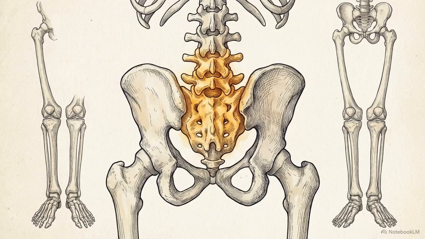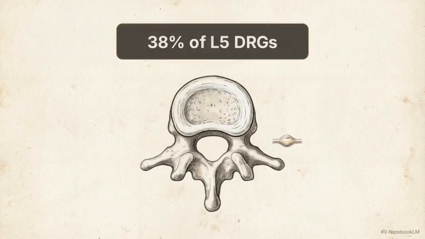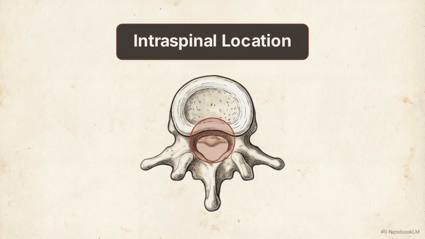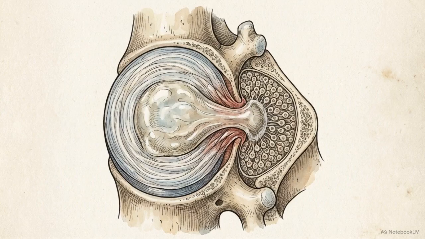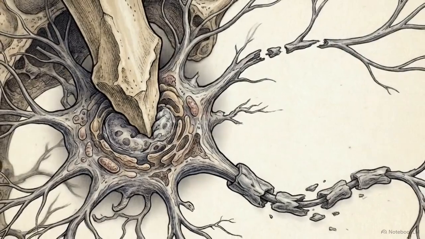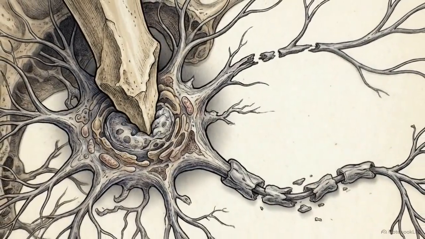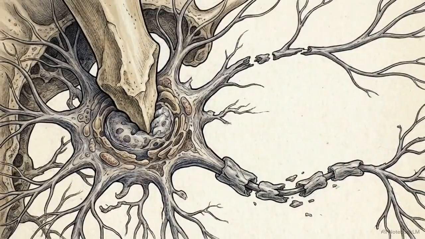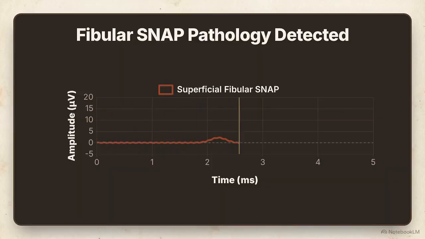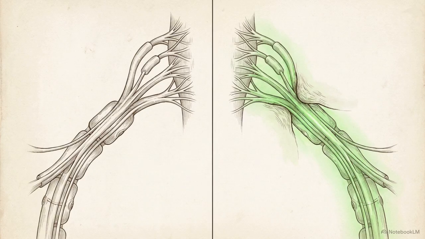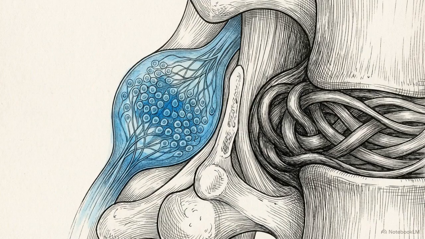There is one major anatomical exception to this rule: the L5 and S1 dorsal root ganglia. Up to 38% of L5 dorsal root ganglia reside entirely within the intraspinal canal. This intraspinal position makes the cell bodies uniquely vulnerable to central compression from a herniated disc. If an L5 dorsal root ganglion is crushed intraspinally, the cell bodies are directly damaged, causing Wallerian degeneration down the leg, resulting in a completely absent or low-amplitude superficial fibular SNAP. In almost all other cases, a normal sensory nerve action potential does not mean the root is healthy. It simply proves the lesion has not destroyed the extraspinal ganglion.